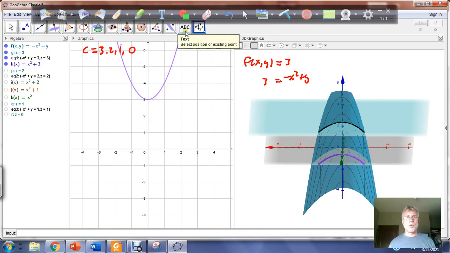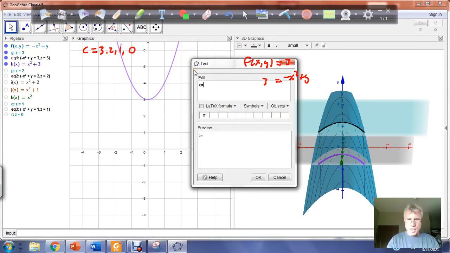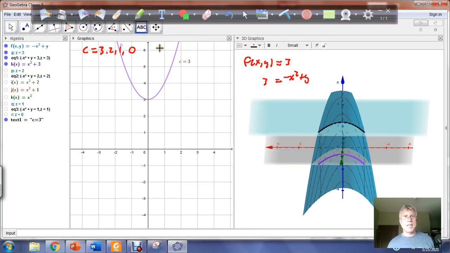So in GeoGebra, what I would do is go into the ABC window here, select a position to make text, click and just type c equal 3, and I would probably turn on my LaTeX formatting so that I get a nice mathy looking label. I'll move it somewhere in the xy plane so that it's going to be out of the way for the future.